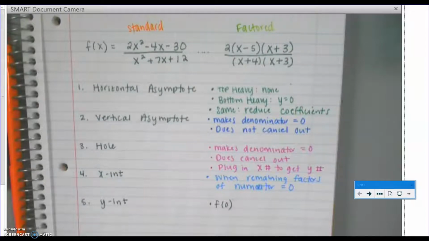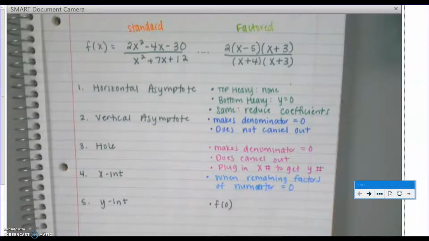Hi guys, in this video we're going to go over the key features of rational functions. So this should look familiar from Math 3, but if not, these are your notes, and I also uploaded a little cheat sheet that has some tips on how to find these key features. And the Delta Math assignment will also have videos that you can watch.